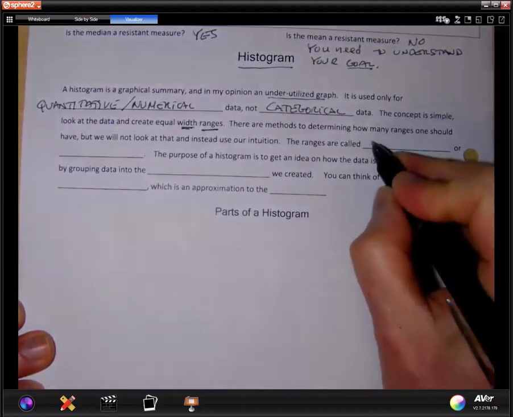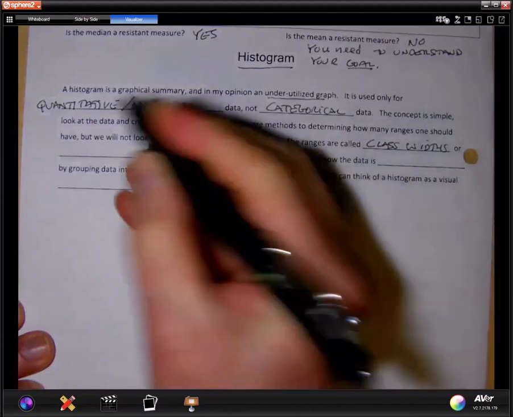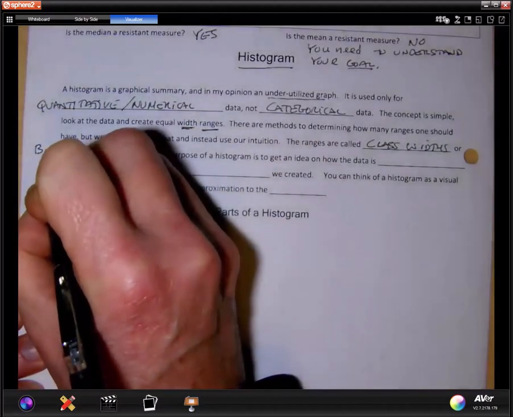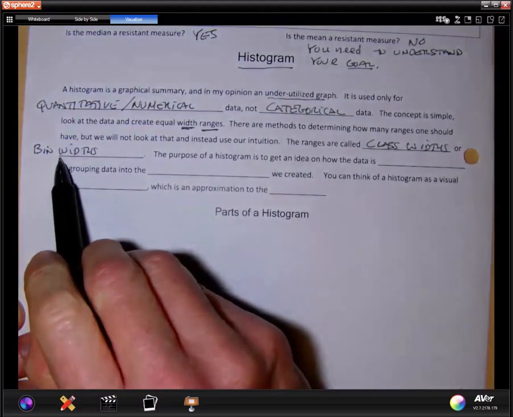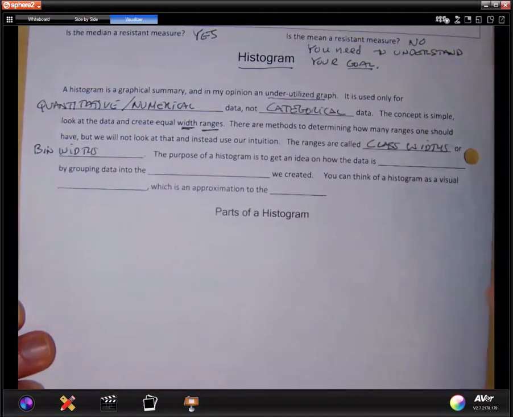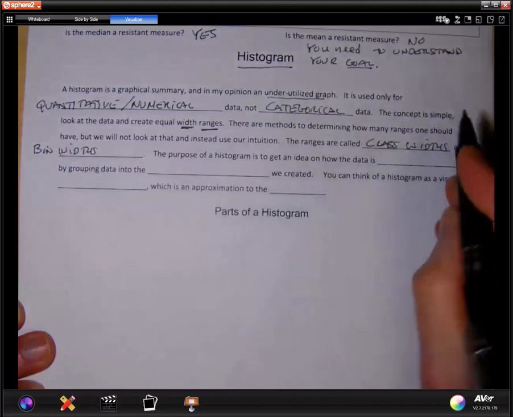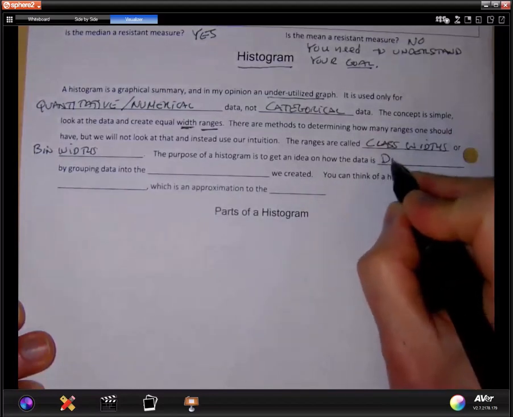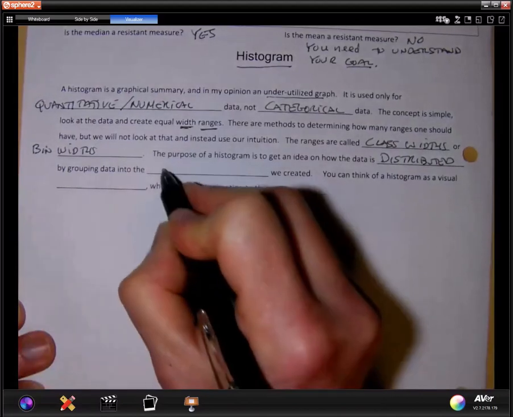And ranges are called class widths, or sometimes you see them as bin widths. Like Excel has this thing called bin width, but sometimes you see it again as class width. But in any case, in order to create a histogram, you need to make a predetermined choice of how wide to make these things. And the purpose of a histogram is to get an idea of how data is distributed by grouping the data into these intervals.